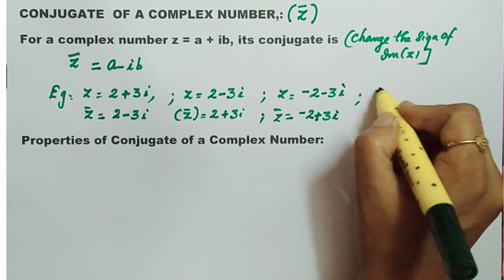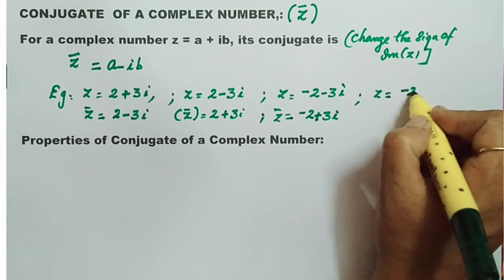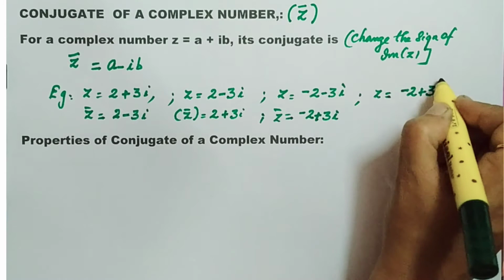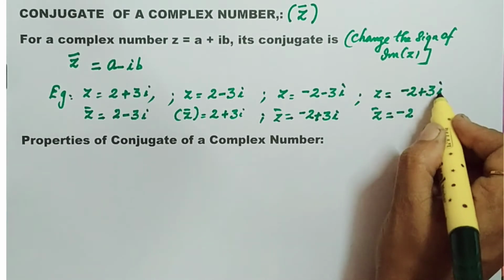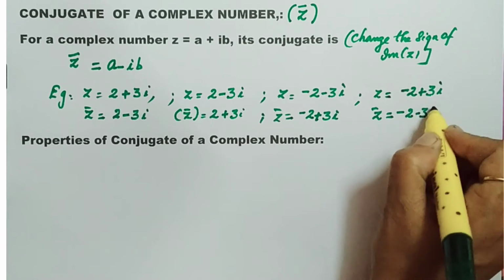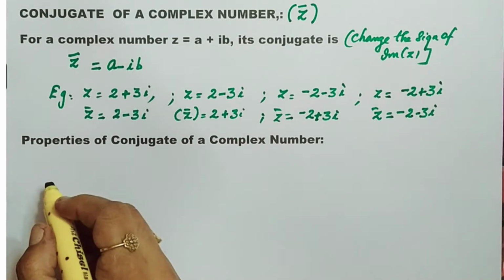And if the complex number z is of the form minus 2 plus 3i, then the conjugate will be z bar equals minus 2, change the sign of the imaginary part, minus 3i. So this is the way to find the conjugate of a complex number. Now we are going to study some important properties of the conjugate of a complex number.